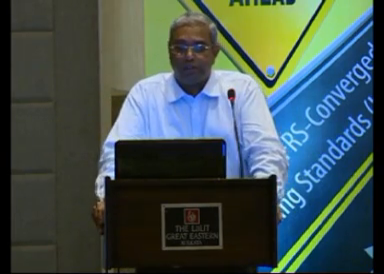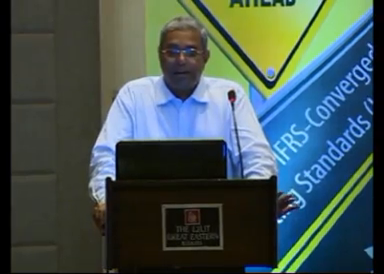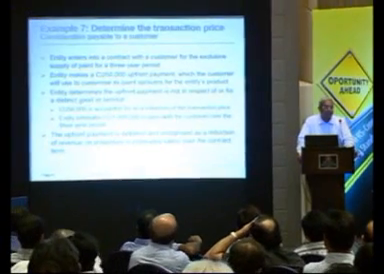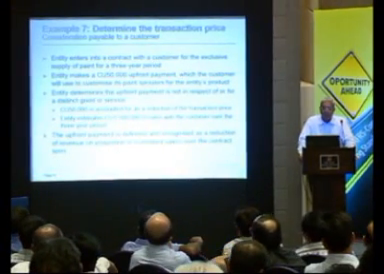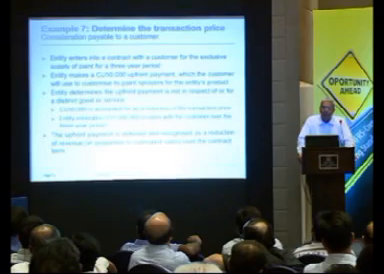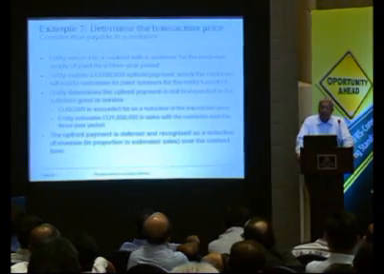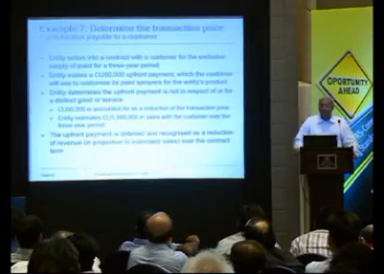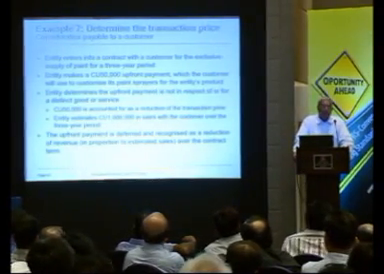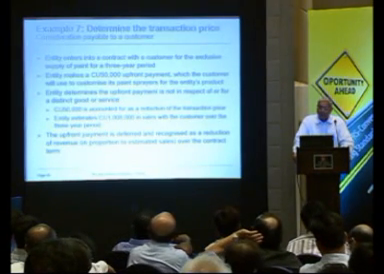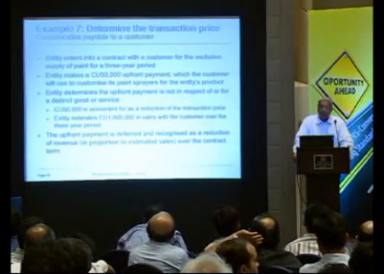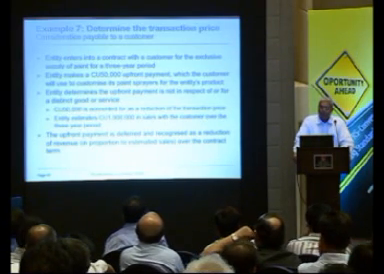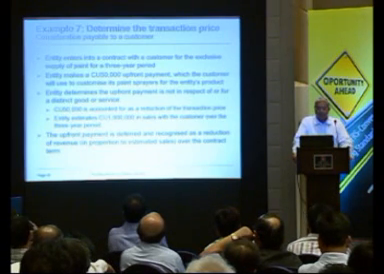Now let's explain this with the help of an example. Entity enters into a contract with a customer for the exclusive supply of paint for a 3-year period. Entity makes rupees 50,000 upfront payment to the customer, which the customer will use to customize its paint sprayers for the entity's product. Entity determines the upfront payment is not in respect of a distinct good or service. Therefore, 50,000 rupees is accounted for as a reduction in the transaction price.